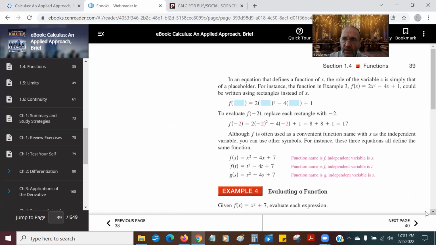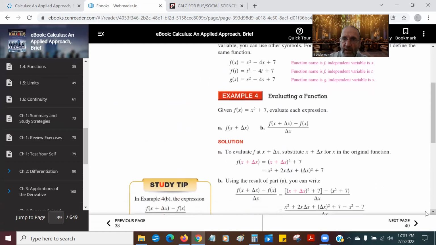Okay, let's look at this one here. Let's evaluate x squared plus 7, and we want to plug in x plus delta x. First we'll do that. So f of x plus delta x means I take the x plus delta x and stick it into the x squared, so it's x plus delta x squared, and then plus 7.